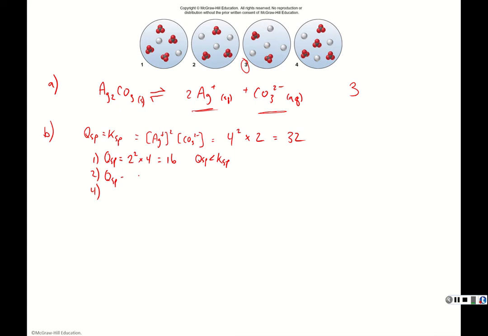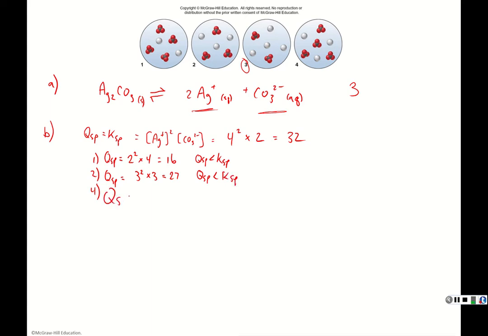QSP equals 3 squared times 3 for scene 2, right? There's 3 silver pluses, 3 carbonates, so that equals 27. That is still less than KSP. So nothing's going to happen.